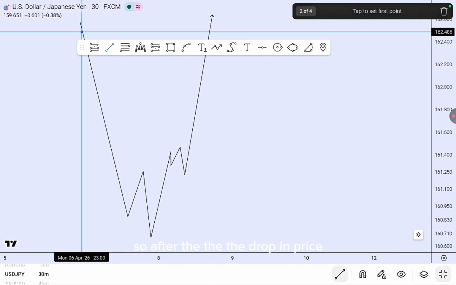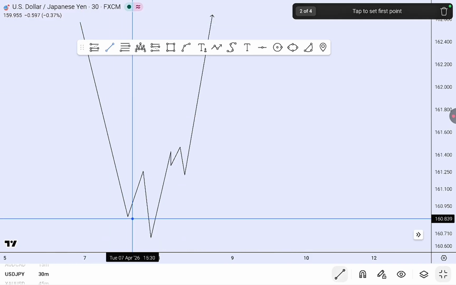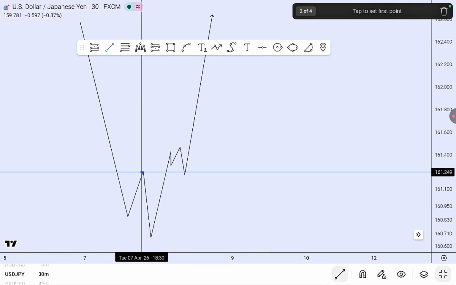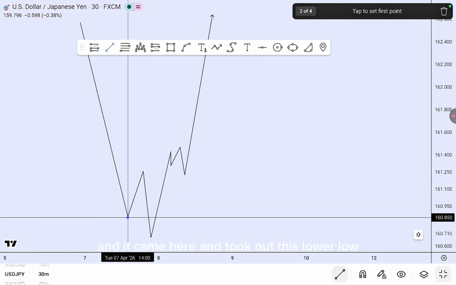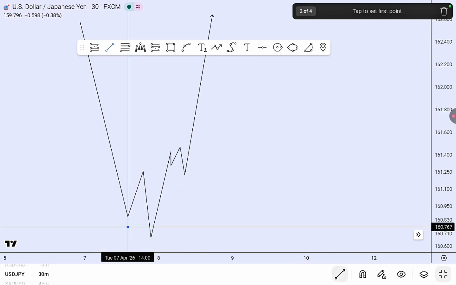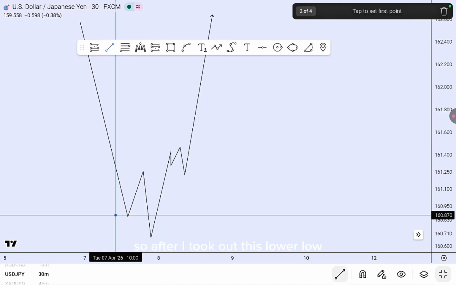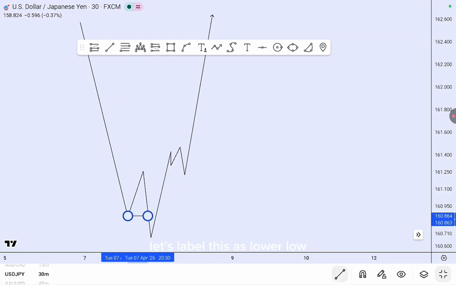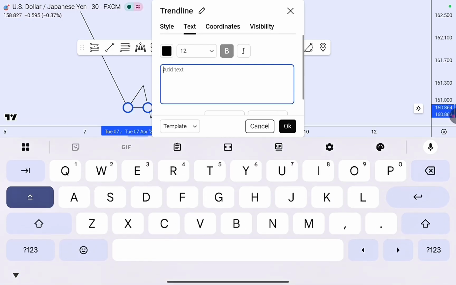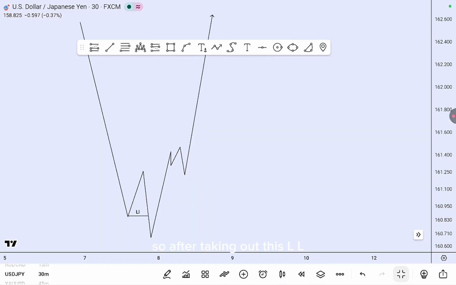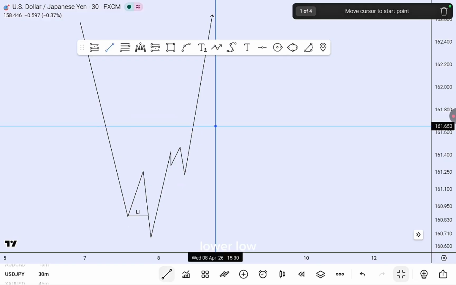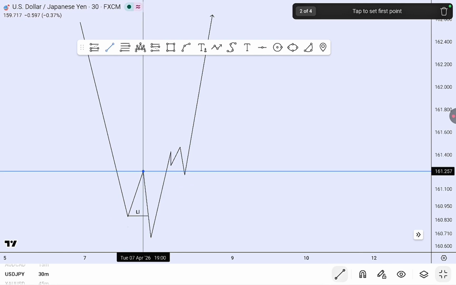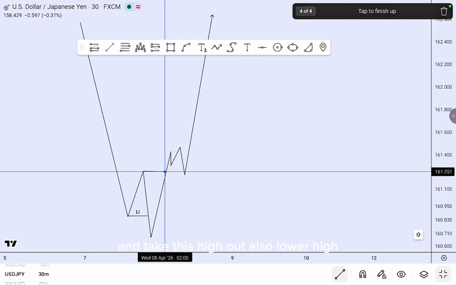So after the drop in price, you can see the pullback, and it came here and took out this lower low. So after it took out this lower low, let's label this as lower low. And so after taking out this LL, lower low, the price will just come in here. The price just came in here and takes this high out also, the lower high.